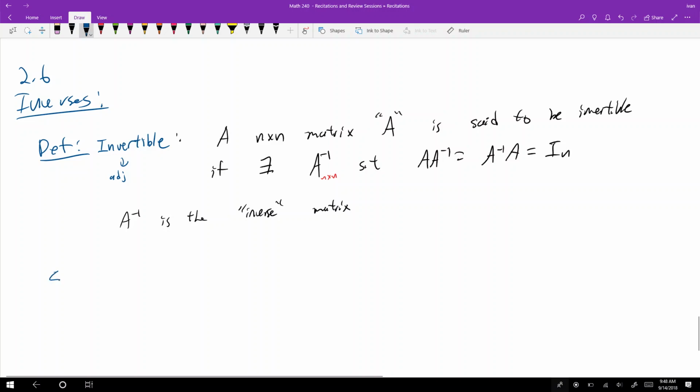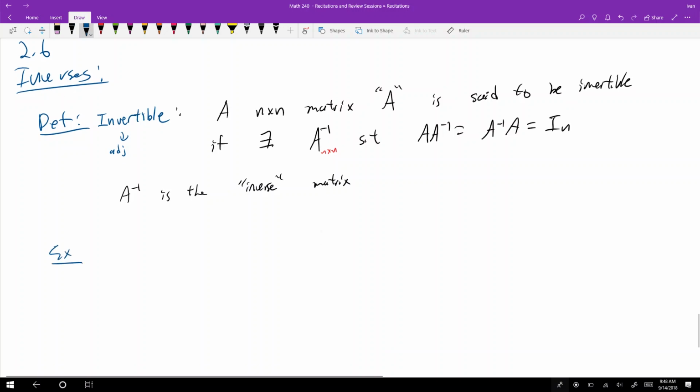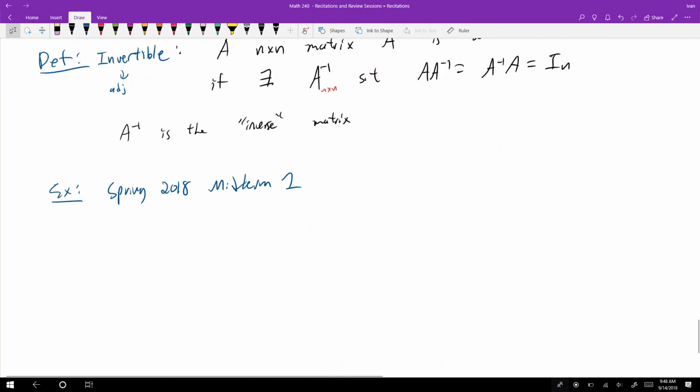So think of an example of how to find the inverses. And this is from spring 2018, from last semester, midterm 1. And it's really just: find the inverse of this matrix B, equal to 1, 2, 3, 0, negative 1, 4, 0, 0, 1. You have to find B inverse.